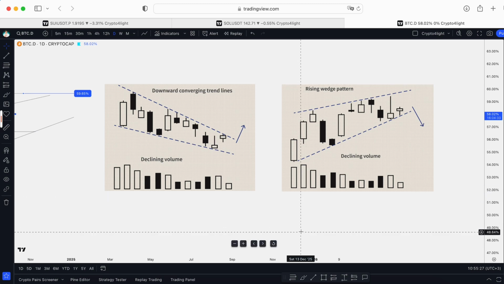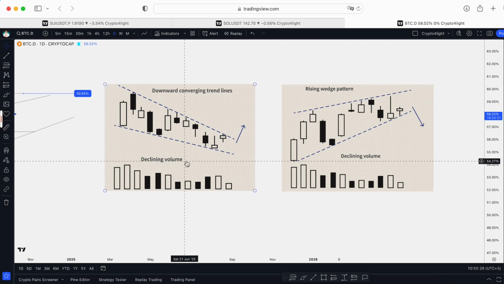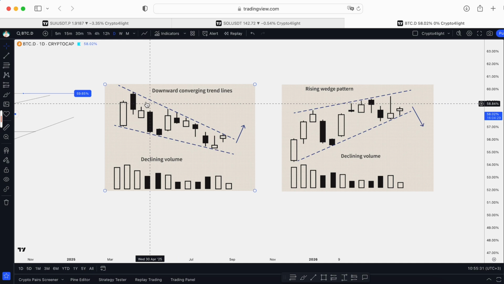The main rule is declining volume, declining volume on both sides. So there is declining volume from sellers, and declining volume from buyers. It means that sooner or later we have to drop, because there is not enough power to push the price higher and not enough power to continue the selling.